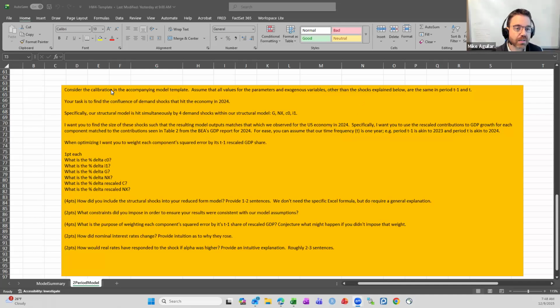So consider the calibration in the accompanying model template. Again, I'll zoom in and show you the pieces. Assume that all the values for the parameters and exogenous variables other than the shocks explained below are the same at t and t minus 1. So it's ceteris paribus, all else remaining the same. Your task is to find the confluence of shocks that hit the U.S. economy in the year 2024.